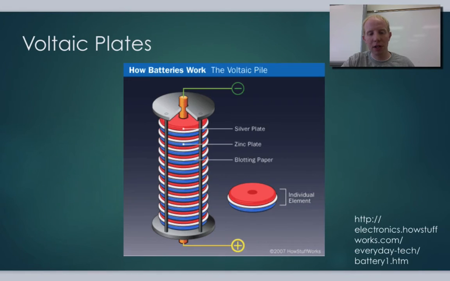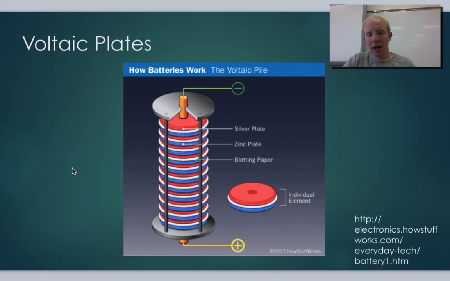Here's a closer look at a voltaic stack, or voltaic plates, voltaic pile, whatever you want to call them. Excuse me, it was silver, not copper. Basically, you put a silver plate and a zinc plate, put some insulation between them, put another plate, then the next plate, put some insulation between them, and they'd ionize in different ways, and you just get this huge charge that would build up between them. The more of these voltaic piles you had, the bigger the voltage you'd have in the battery.